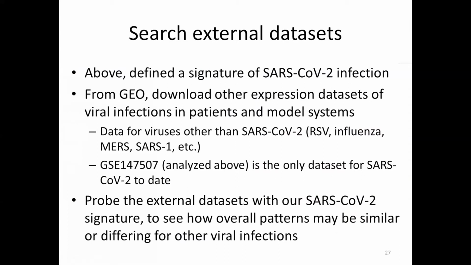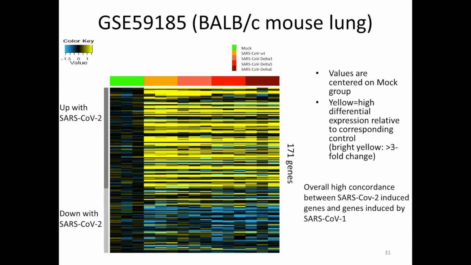Now, the other thing we did was take this response signature and look at external data sets. Right now, we don't have a lot of data on SARS-CoV-2 that's publicly available. But from GEO, we can download other expression data sets of viral infections from other viruses in patients and model systems. We've collected a lot of public data at this point for viruses other than SARS-CoV-2, including RSV, influenza, MERS, and SARS-1. We're going to probe these external data sets with our SARS-CoV-2 transcriptional signature to see how the overall patterns may be similar or differing for the other viral infections. So here's an example data set.